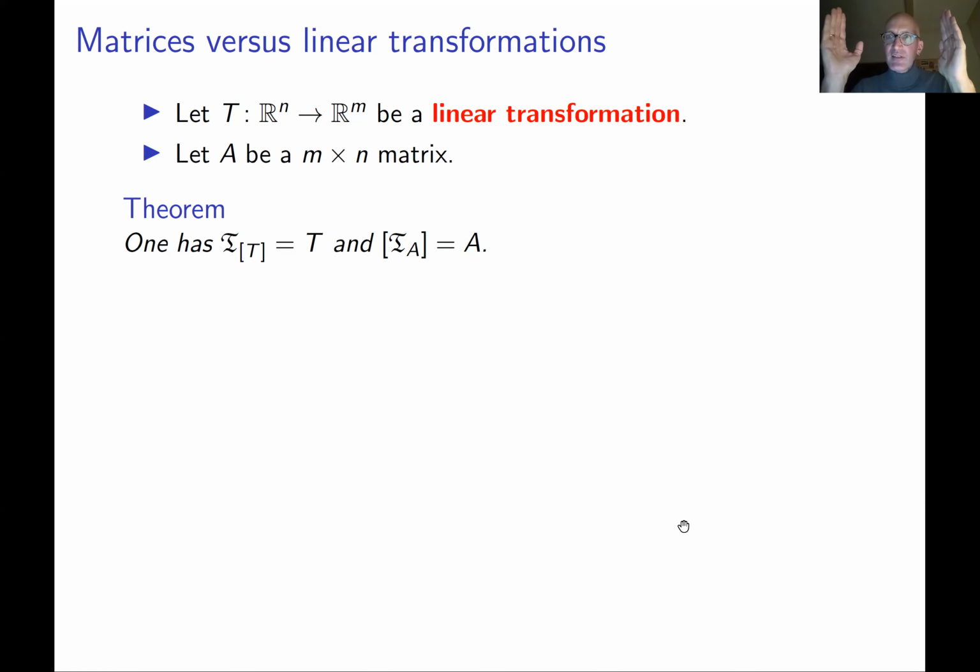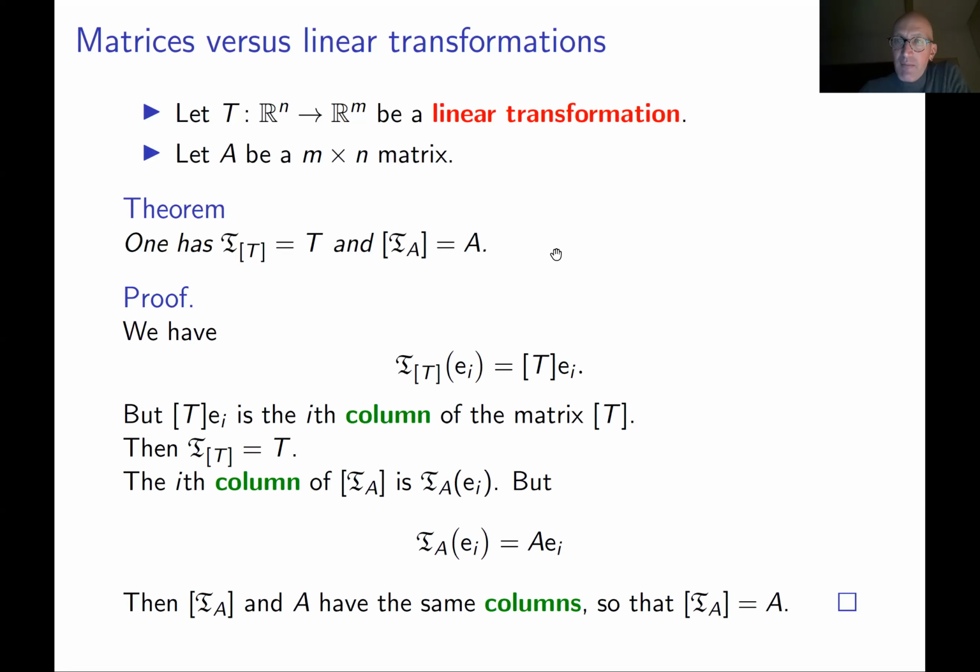This theorem tells us that these two maps, these two correspondences, match. Namely, if you take a linear transformation, take its standard matrix, and then cook up a linear transformation out of the standard matrix, you get back the same linear transformation. And vice versa, you take a matrix A, cook up a linear transformation, take its standard matrix, and you get back your matrix. This is a very important result.